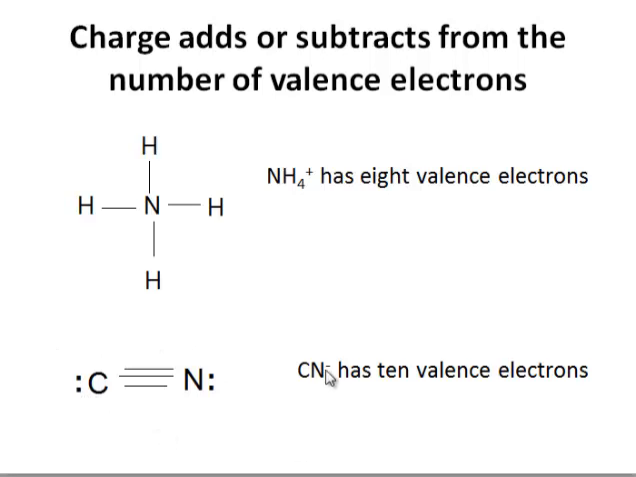It has 10 valence electrons because of the negative charge. Again, if we just added carbon and nitrogen, we would count 9 valence electrons. Inclusion of the negative charge adds an electron, so that there are 10 valence electrons.